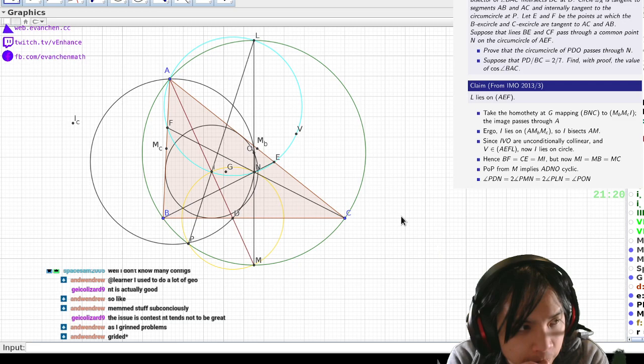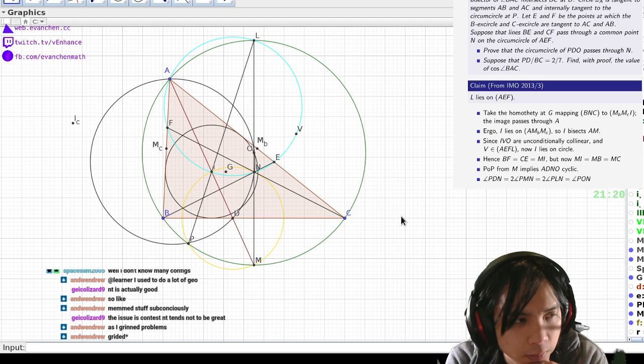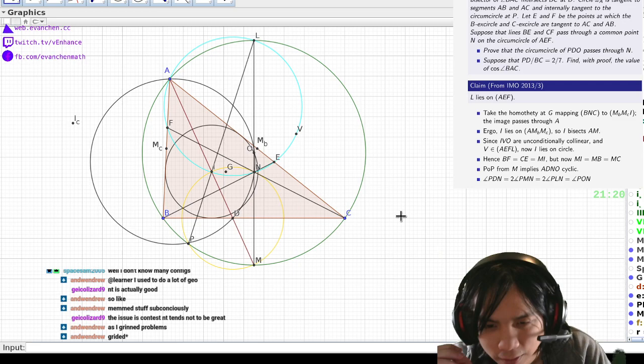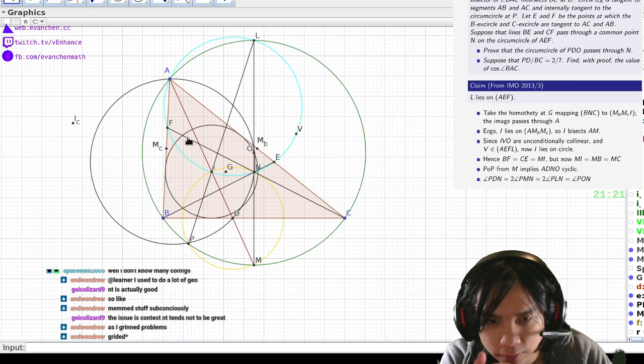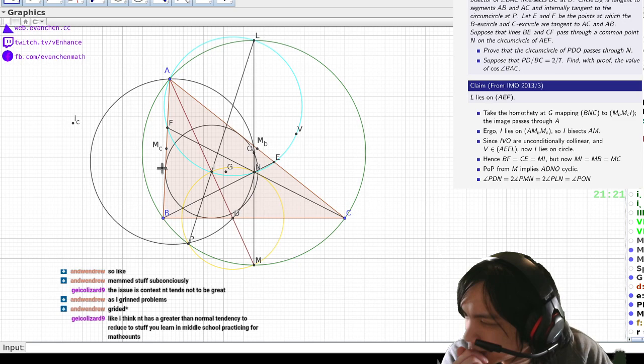If my triangle is equilateral, then PD over BC is what? Something, I don't know. No, I'm very confused. What did I mess up? IM is equal to MC is equal to BF. BF is equal to S minus A. S minus A over 2A.